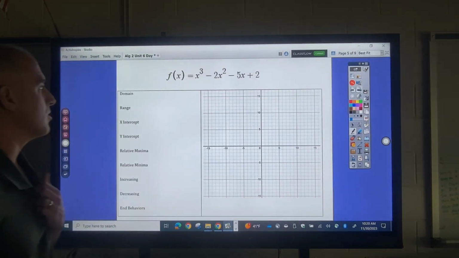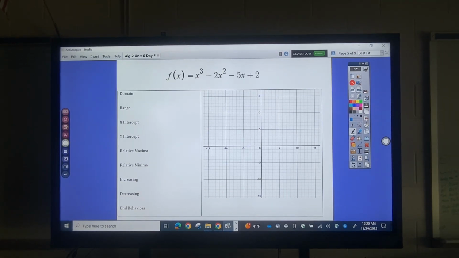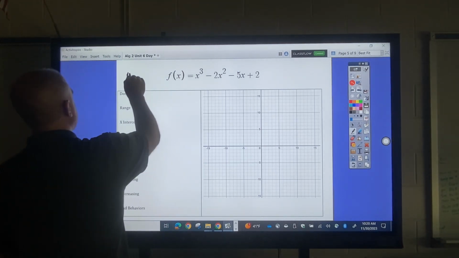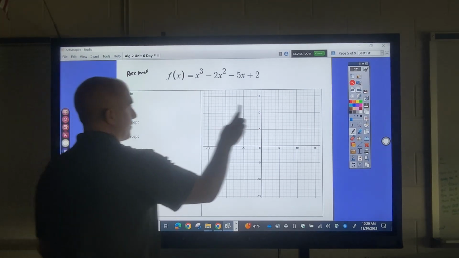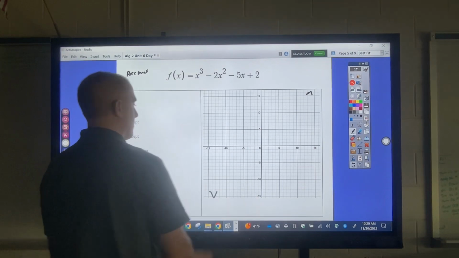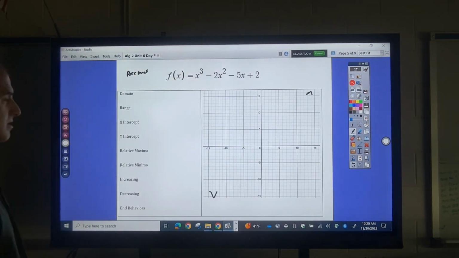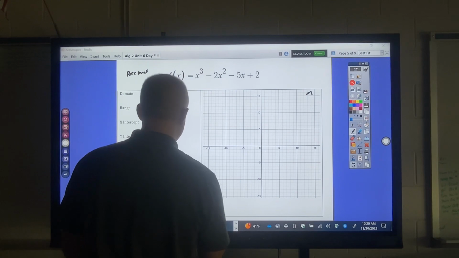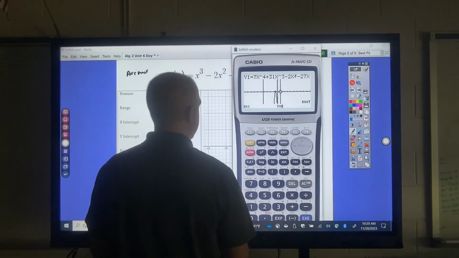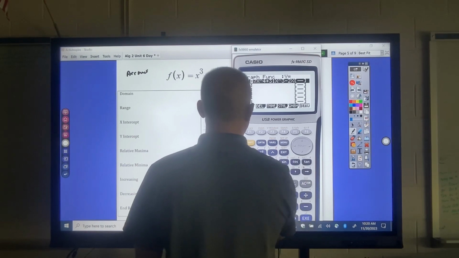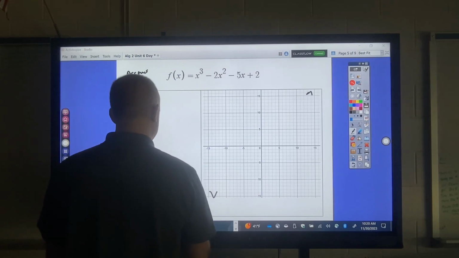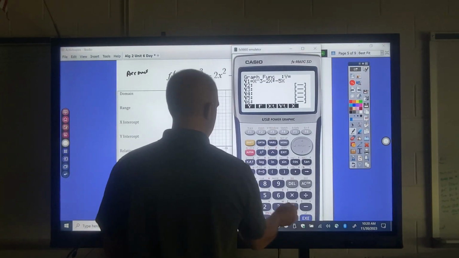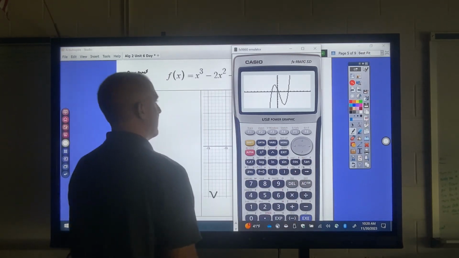Okay, so now we're going to get into the graphing part of this. What you want to have an idea of before you start is where your arrows are going to be. Just because we're using a calculator doesn't mean we don't need to know that. If it's a positive cubic, I'm going to have an arrow here and an arrow here. Then I want to type that in: x cubed minus 2x squared minus 5x plus 2.